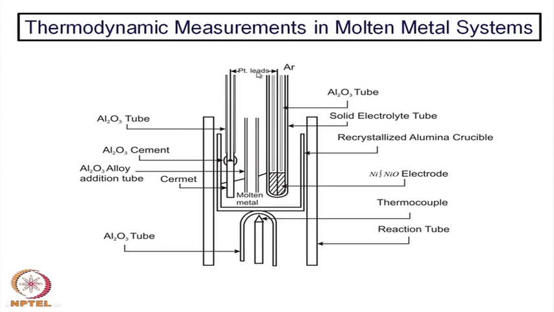This actually acts as an electrolyte which is dipped inside the molten metal, and once again the wall is acting as the electrolyte. Inside you have a reference electrode, and outside you have contact with the molten metal. By that process it generates an EMF. That is a measure of the oxygen potential of the molten metal, and the reference electrode here is of a different type, a mixture of metallic nickel and nickel oxide.